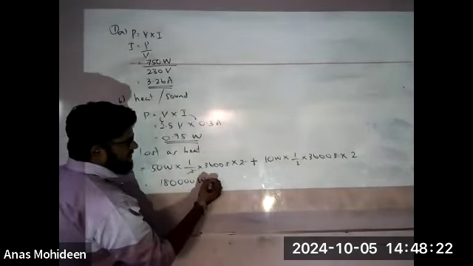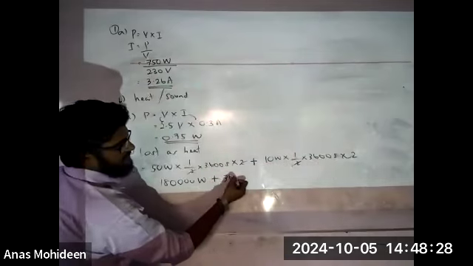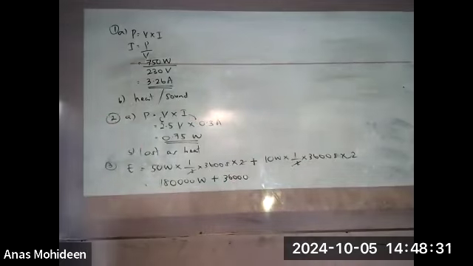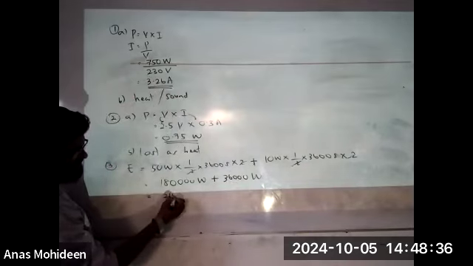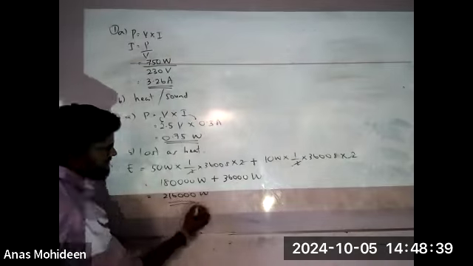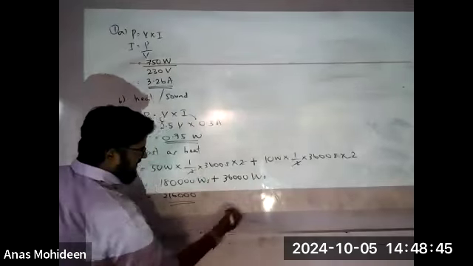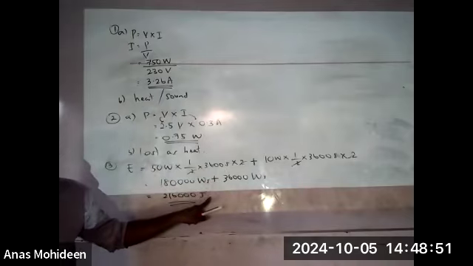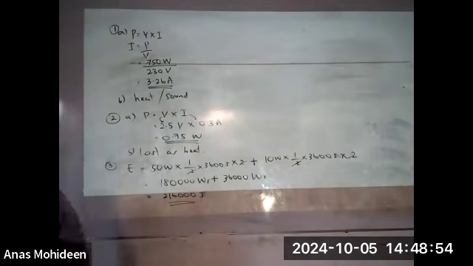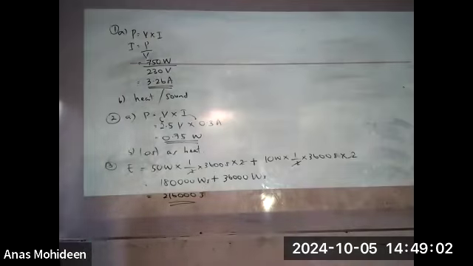Okay. So 180,000 watt seconds plus these two cut, and there it is 36,000. Correct? What is the total? 216,000. This should be watt seconds. Watt second means straight away you can write it as joules as well. Final answer, energy spent is 216,000 joules.